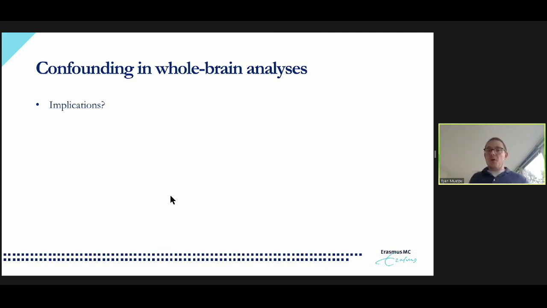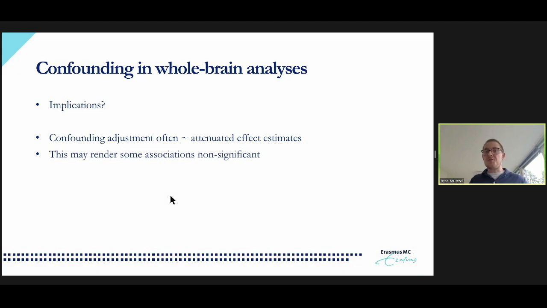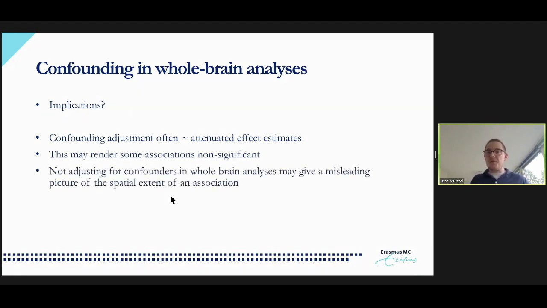So really quickly, what are the implications of confounding on whole brain analyses? Well, we know confounders often attenuate effect estimates. This attenuation may render some associations non-significant, and thus not adjusting for confounders could give us a very misleading picture of the spatial pattern of associations that we see in our whole brain analyses.